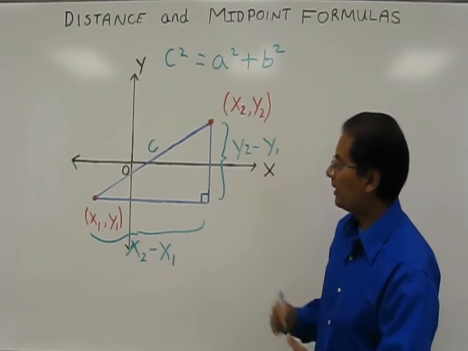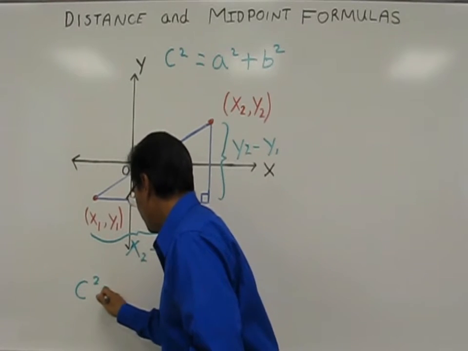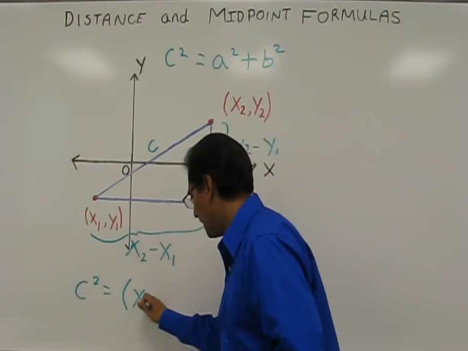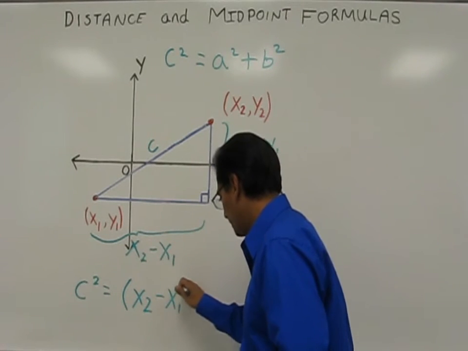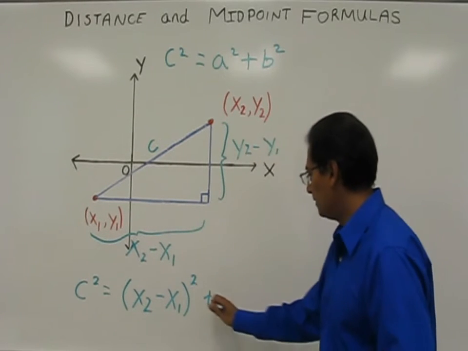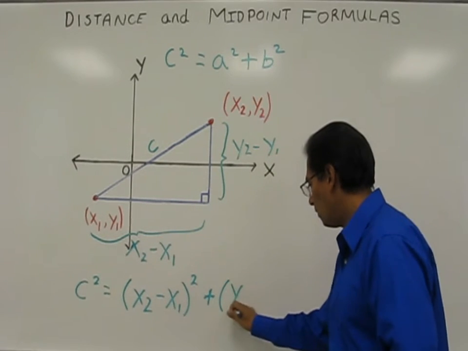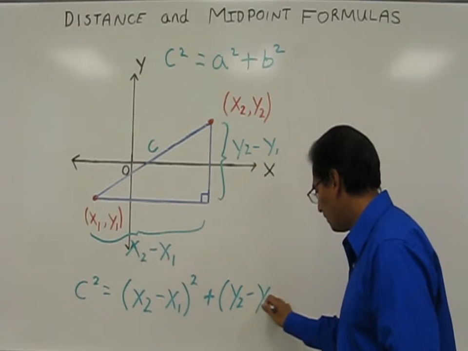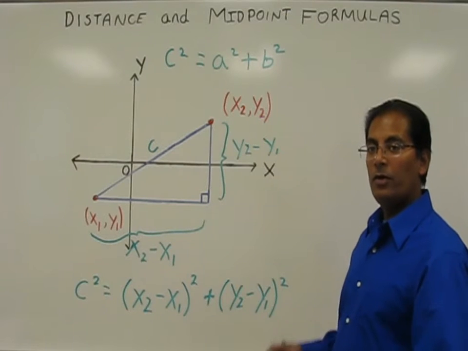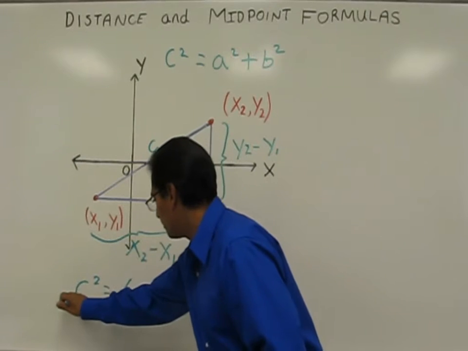Well, according to the Pythagorean theorem, c squared is equal to a squared plus b squared. Well, a in this case is one of the sides, which I'll call x2 minus x1. We'll say that's a squared, plus b squared. B squared is the other side, so that's going to be y2 minus y1, squared. And so that's c squared. But we're actually looking for c, the distance between the 2 points. So I have to square root both sides.